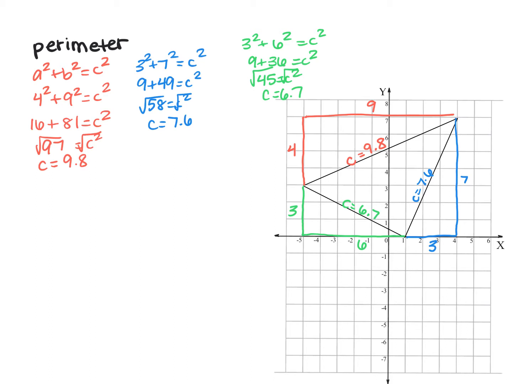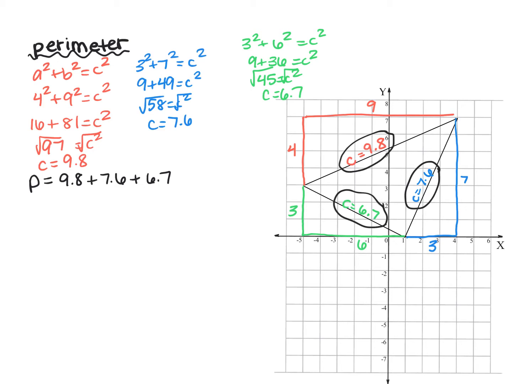Now, for perimeter, we add all the sides, right? So perimeter is going to end up being 9.8 plus 7.6 plus 6.7. Notice that I'm using the sides from my original triangle, not from the triangles that I created. And when I add those three numbers up, I get 24.1. So the perimeter is about 24.1 units.